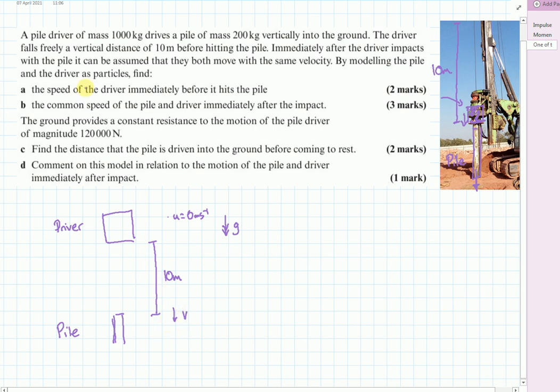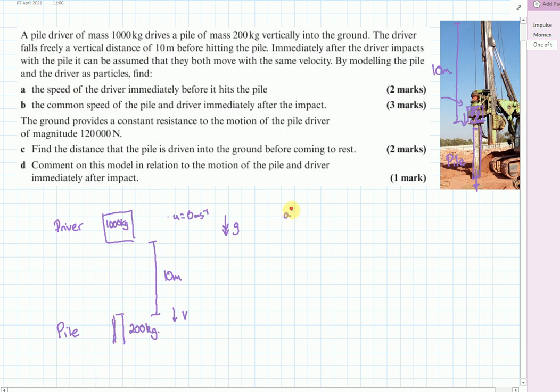At the end, we need to know the v, the speed at the end. By modelling as particles, well, the concept of these as particles, oh sorry, I've missed off the masses, but the concept of these as particles is talking about there's no air resistance as these drop, and they're going to hit without deforming in any way. That's the sort of implications we're talking about. And this was a 200 kilogram pile.